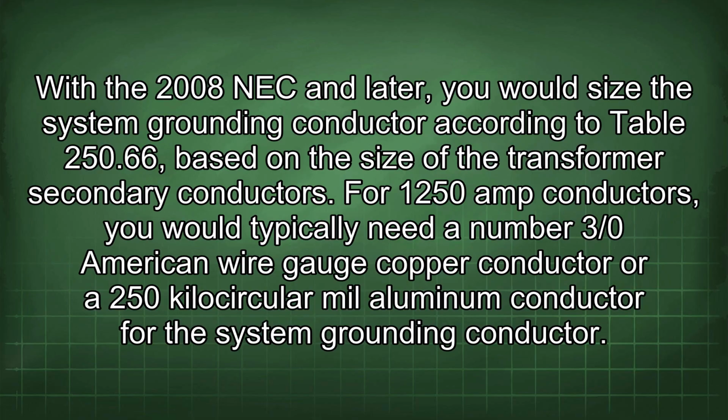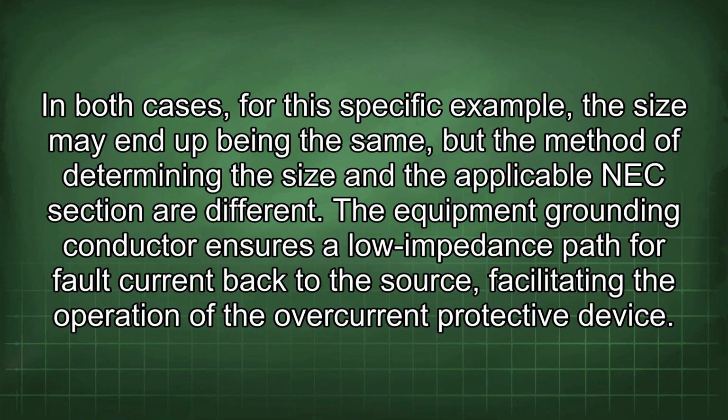With the 2008 NEC and later, you would size the system grounding conductor according to Table 250.66 based on the size of the transformer secondary conductors. For 1250 amp conductors, you would typically need a number 3/0 American wire gauge copper conductor or a 250 kcmil aluminum conductor for the system grounding conductor. In both cases, for this specific example, the size may end up being the same, but the method of determining the size and the applicable NEC section are different.